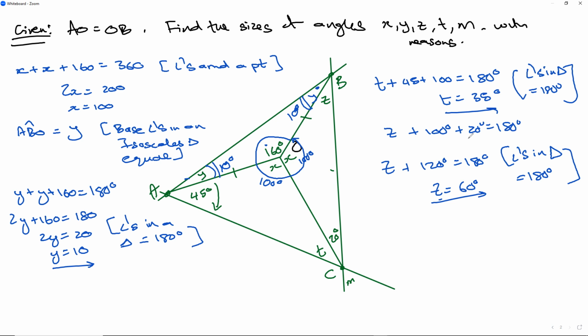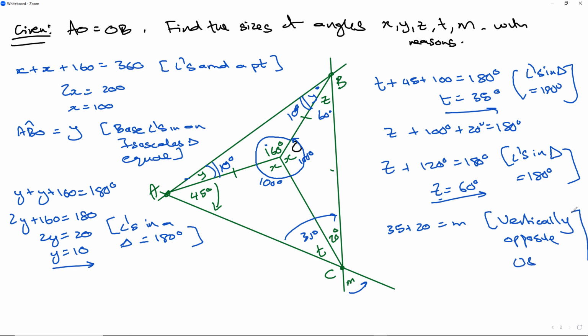All right, let's write it here. So this one is going to be 35, and this one's going to be 60 degrees. Now, how do I find M? Those two angles are vertically opposite. 35 plus 20 equals M, vertically opposite angles. So therefore, M equals 55 degrees, and we're done.